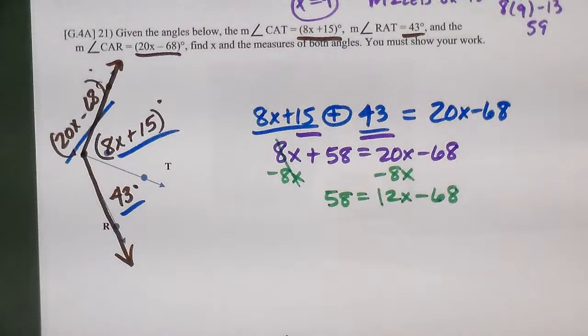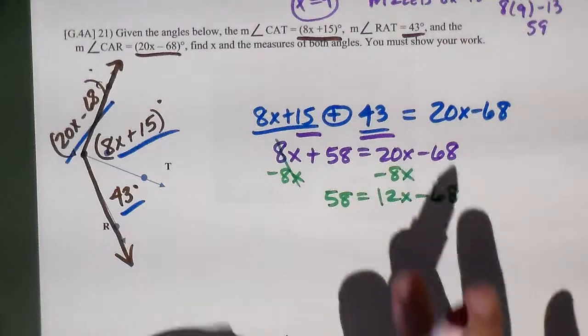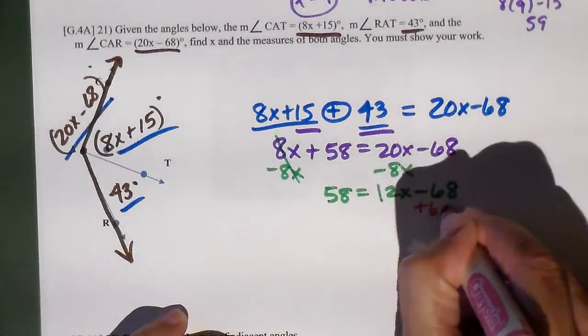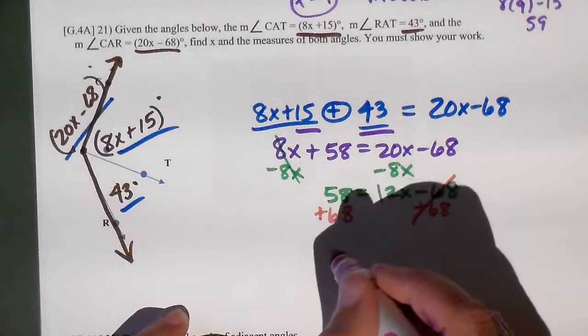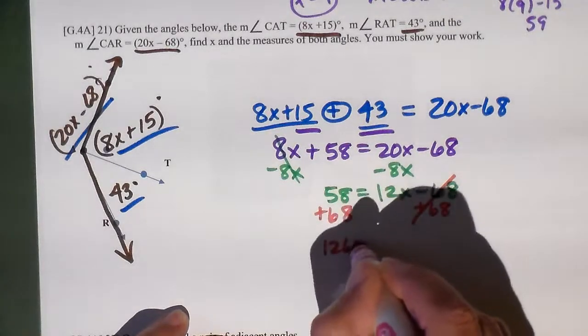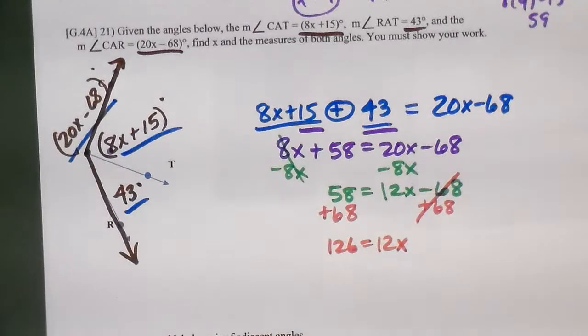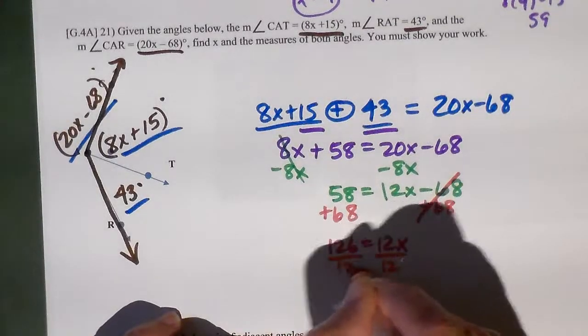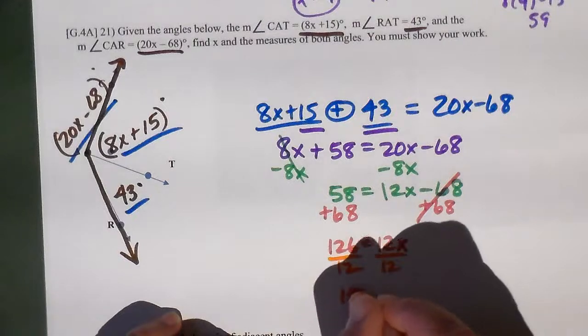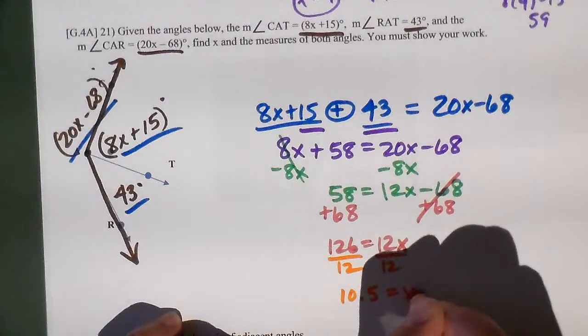And here's where some of you went off the cliff too. I've got the 12x. Now I'm going to add the 68 to the other side. 58 plus 68 is 126. Some of you subtracted and got 10 and got creative, so make sure that you're careful with your arithmetic. Then I'm going to divide both sides by 12, and I end up getting 10.5 for x.